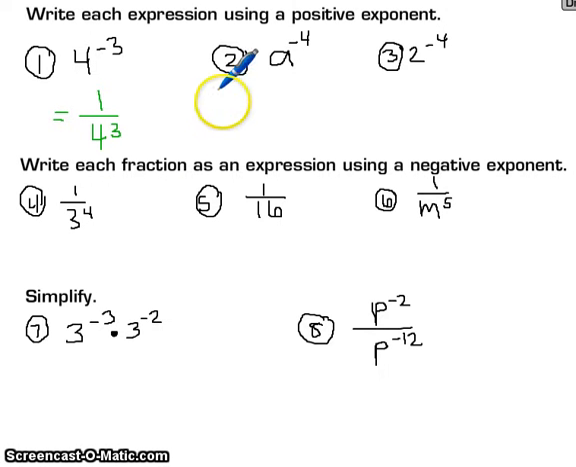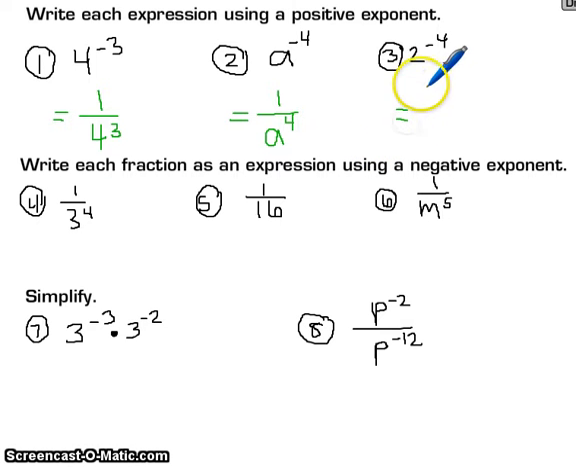So same thing. We're going to think about it as the reciprocal, and we're going to write it as a fraction with the 1 in our numerator and our denominator as a to the fourth, but the fourth is going to be now positive, and that would be our final answer. So again, you're just writing it under 1 and changing the negative to a positive exponent.